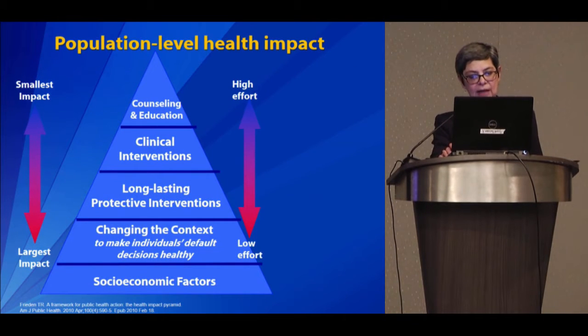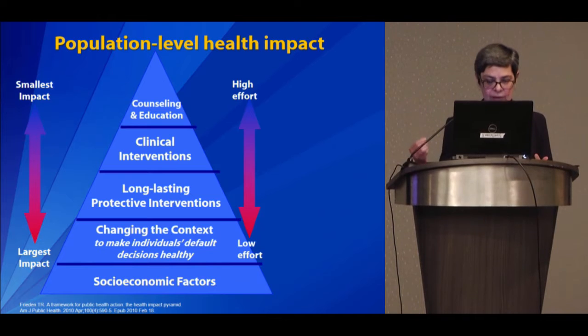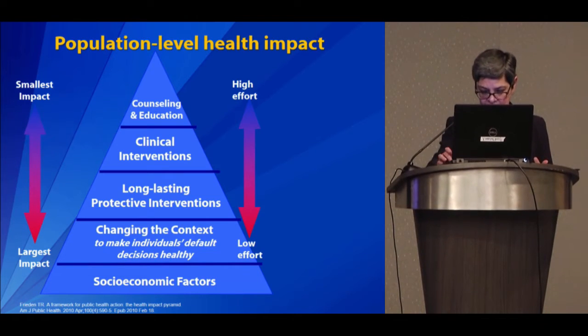Just 10 years ago, I did not know anything about evaluating policies, and I didn't even know what kind of policies we needed to evaluate. But about 10 years ago, Dr. Tom Frieden came to the CDC as our director, and he shared this visual with us. He was trying to explain to us what kinds of interventions would lead to population-level impacts. So he organized the interventions from the smallest impact at the top to the largest impact at the bottom, and from the highest individual effort at the top to the lowest individual effort at the bottom.